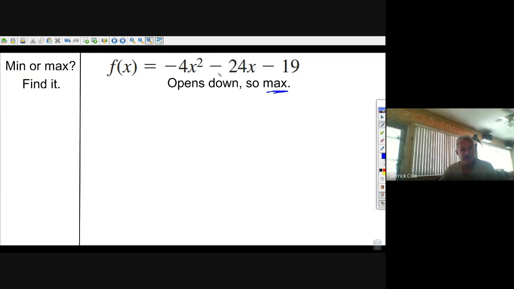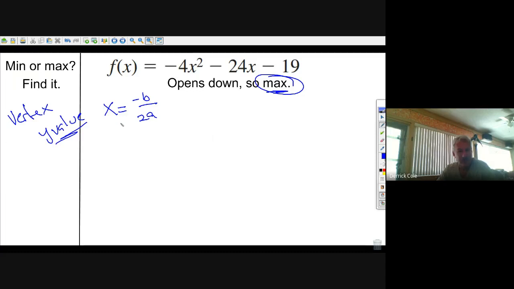Okay, so f of x equals negative 4x squared minus 24x minus 19. If you're playing along, write that down. So I know it's going to be a maximum. So what I need to do is find the vertex, and then I'm going to find the y value. That's going to be my maximum. To find the vertex, I have to do negative b over 2a. And if you come into Algebra 2 in 2 years and I say, hey, how do I find the axis of symmetry? If some of you go, hey, it's x equals negative b over 2a, I'm going to be so impressed. So remember this moment in 2 years when we're talking Algebra 2.